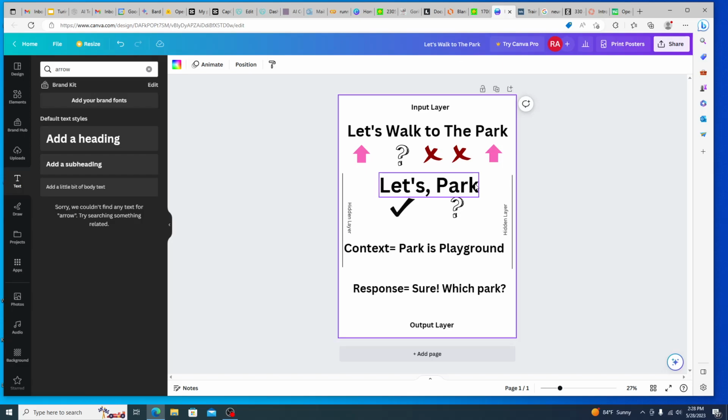It looks at the context around the word park. Okay, park in this context, let's walk to the park. The most likely conclusion is that the person means a park as a playground. The final output layer is a response, which is, sure, which park would you like to go to? Generating a response based off of that.